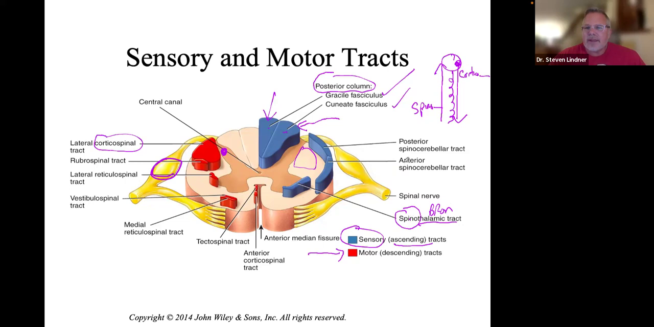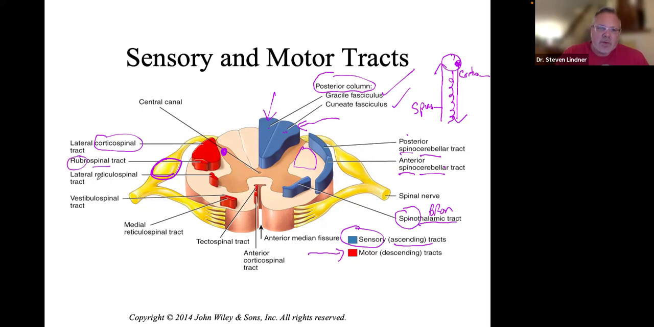What about anterior spinocerebellar? Again, from the spine to the cerebellum, sensory tract. Then there's a posterior spinocerebellar. Again, another sensory tract. But if we go here on the left-hand side, corticospinal, it's starting in the cortex, ending in the spine. That's a motor tract.